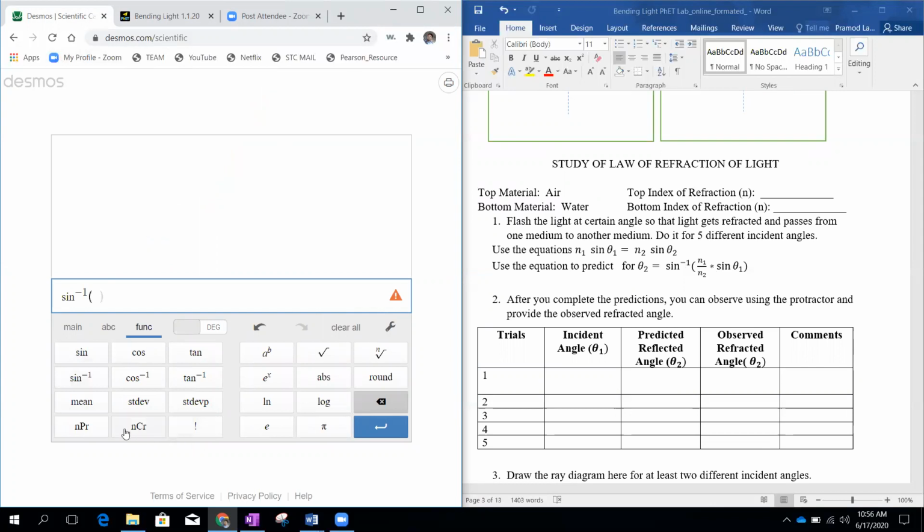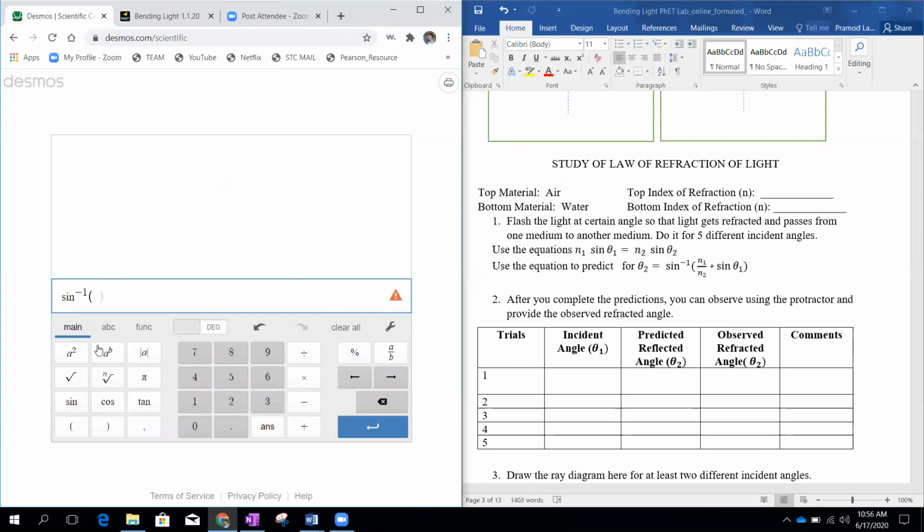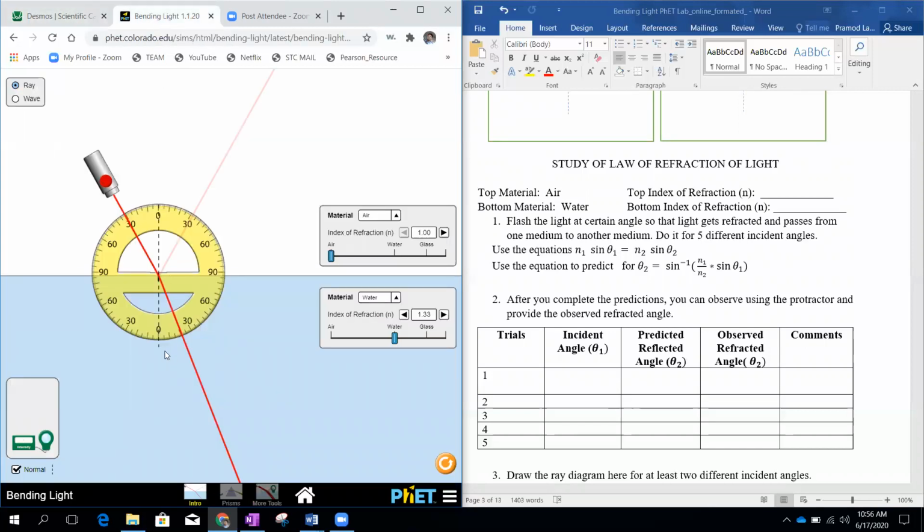n1 is air, so I use 1 divided by 1.3, that's the water, and then the sine of the incident angle. I did 30 degrees. Then I predict how much I expect, so I expect 22.6 degrees for the angle of refraction. Let's check if that's the case. It looks like that's close enough.